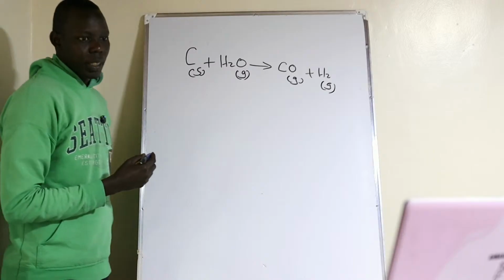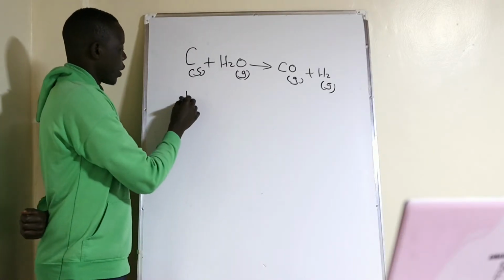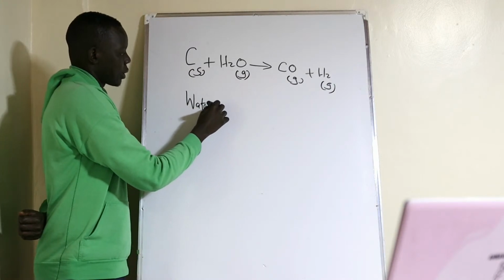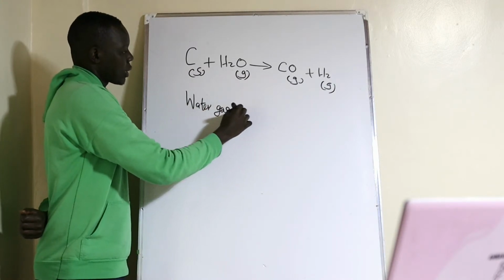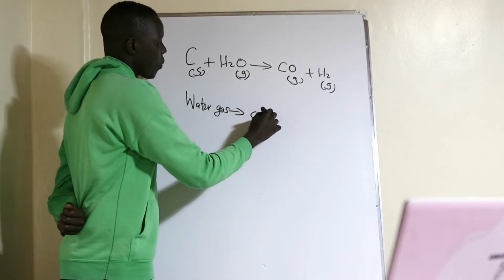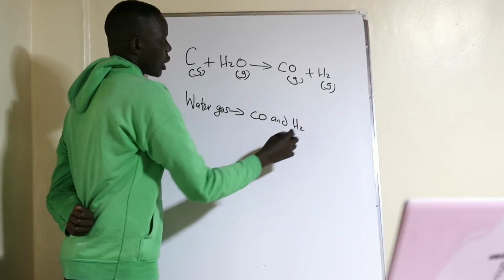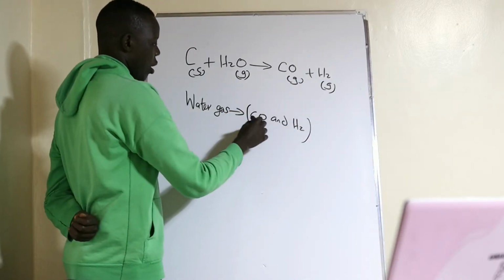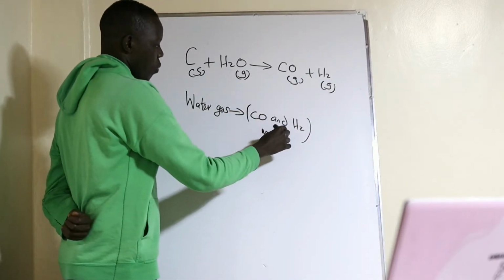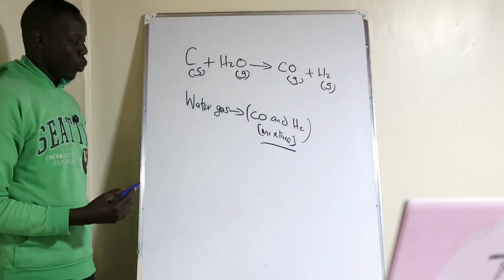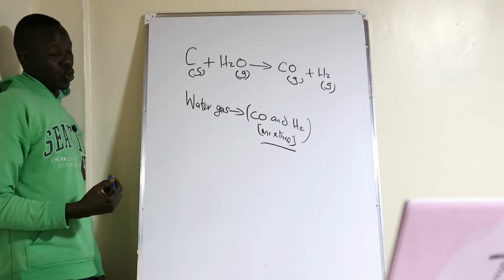Now, there is something called water gas. Water gas is a mixture of CO and H2. Name the two gases that comprise water gas: CO and H2.